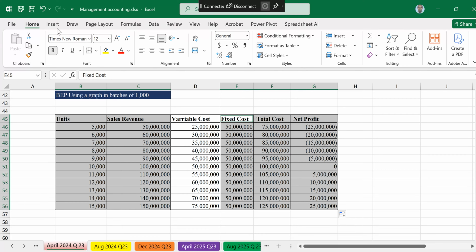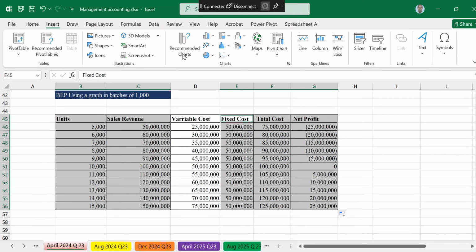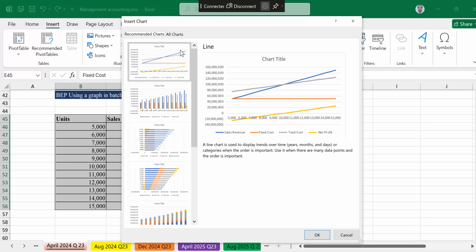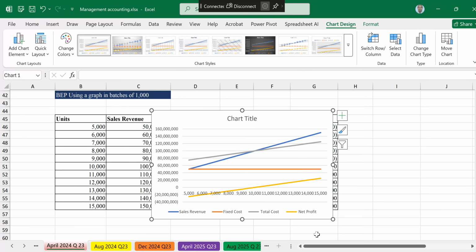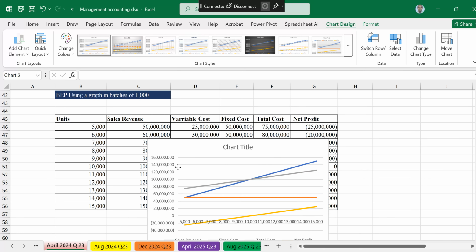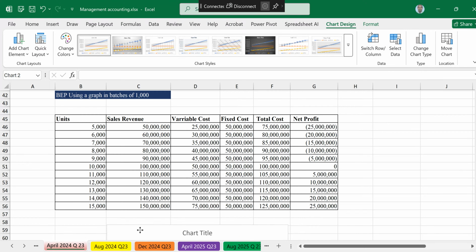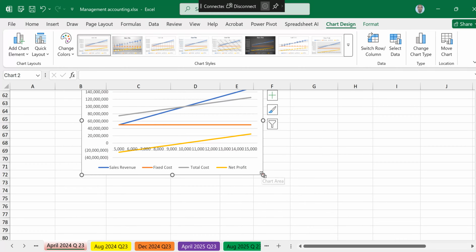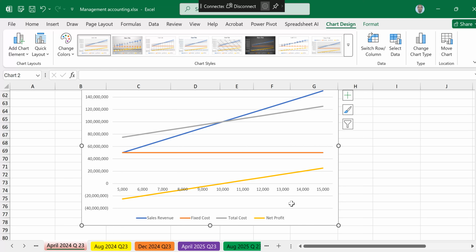Go to insert, recommended charts. And you can see they have already given me the chart. So I'll click on OK again, and I have my chart. Just position your chart at the best place that you think it should be. I have moved mine down.